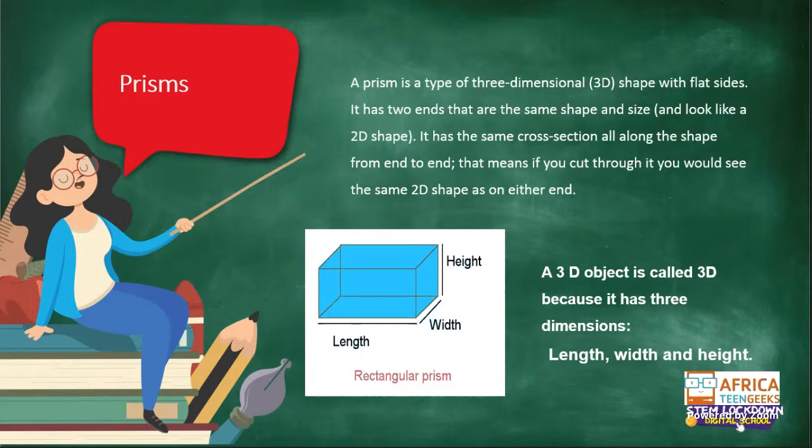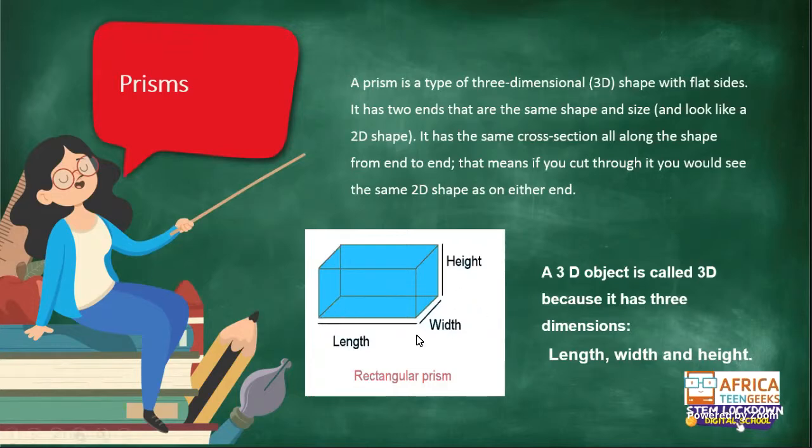So previously we had made an example of a loaf of bread. If you have a loaf of bread that is unsliced, when you cut the loaf in half, it should reflect the same 2D shape on either end. Then you cut the other half again, and the same thing should happen. So that is what a prism, that is a three-dimensional shape, should be like. It should give you the same 2D shape on either end.